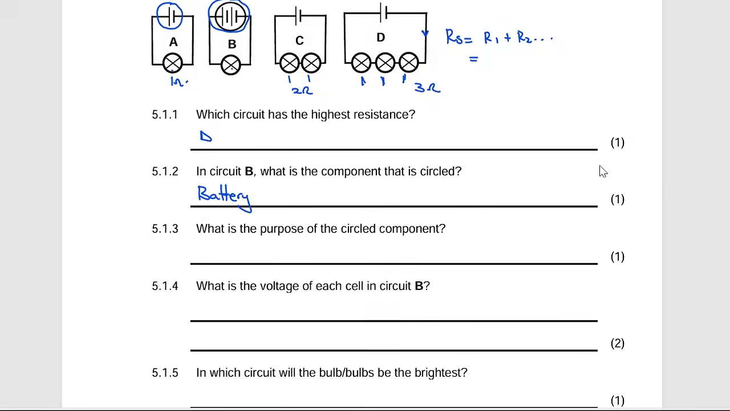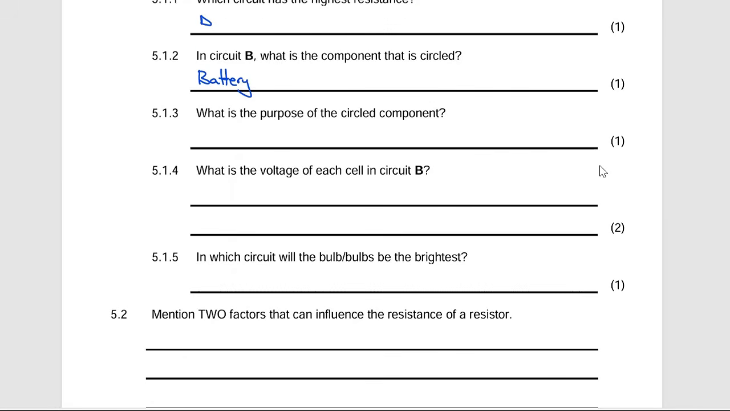Then I'll proceed to 5.1.3. It says, what is the purpose of the circled component? So they are asking, what is the purpose of the battery? So the purpose of the battery is that it is a source of electrical energy.